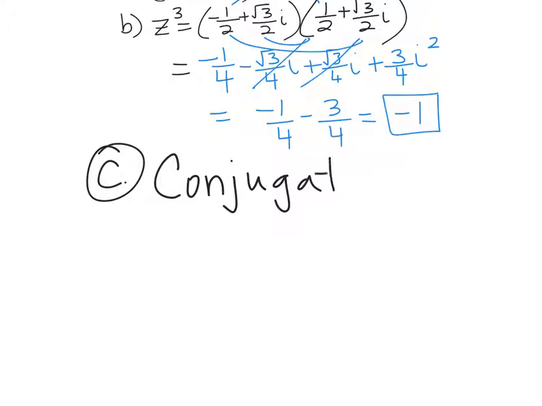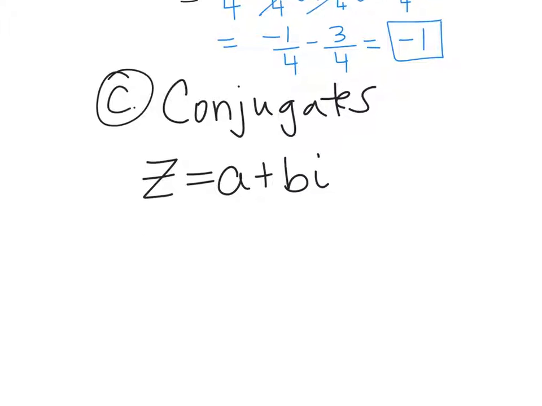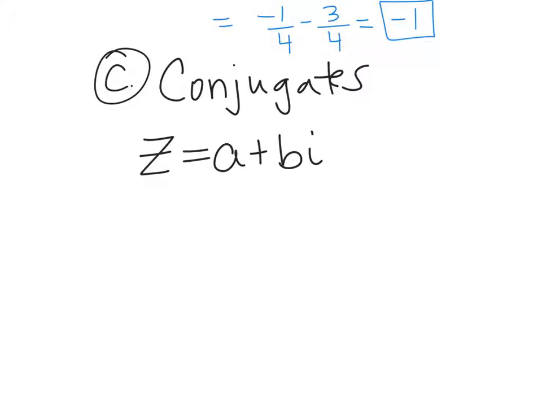All right, last part. We've got 10 minutes. Conjugates. Do you remember conjugates at all? Okay, if you have Z equals a plus bi, then its conjugate looks like that.